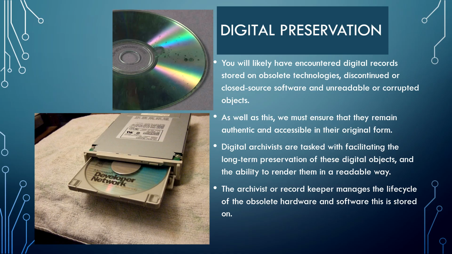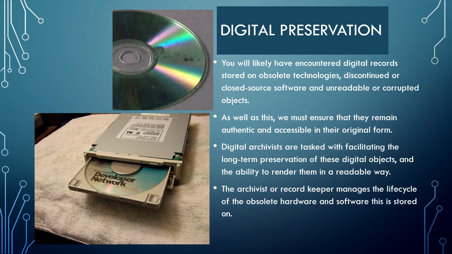You will likely have encountered digital records stored on obsolete technologies, discontinued or closed source software, and unreadable or corrupted objects. With each new technological advance, digital objects, whose authority relies on their ability to be read and interpreted by a machine, are at increased risk of obsolescence. Data becomes a digital object when it is usable, and also when it satisfies the essential criteria and elements of metadata. But obsolescent technology can corrupt these factors entirely.